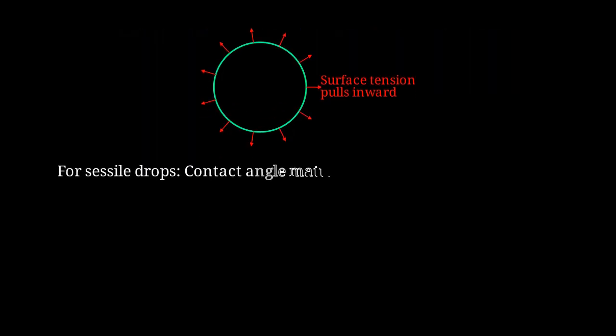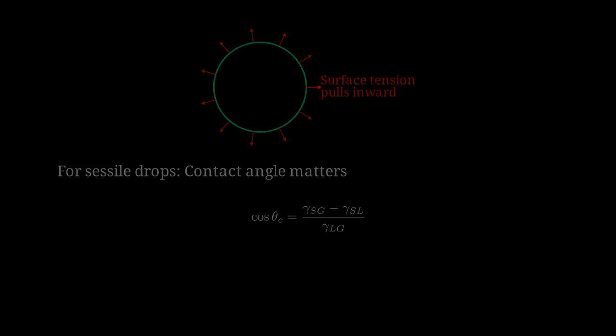For droplets sitting on a surface, the contact angle between liquid and substrate becomes crucial. This angle determines the droplet's final curvature. Young's equation gives the contact angle. Cosine theta c equals gamma sg minus gamma sl, all divided by gamma lg, representing the balance of interfacial tensions.